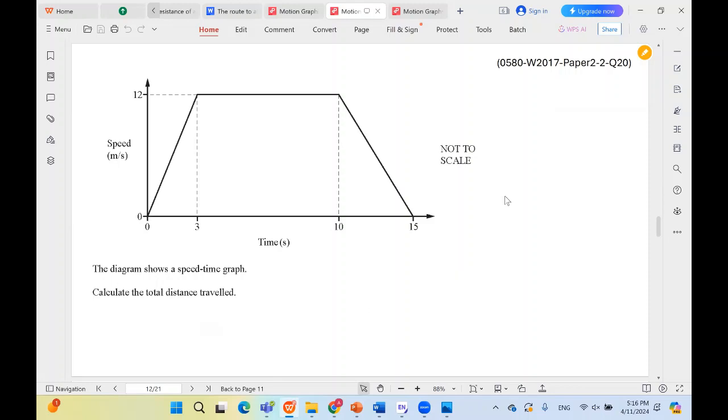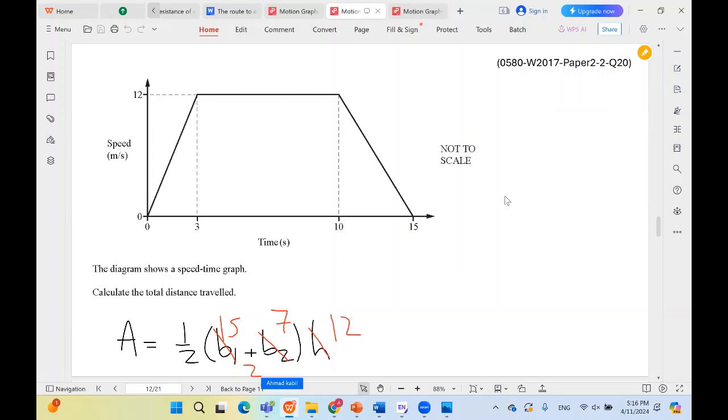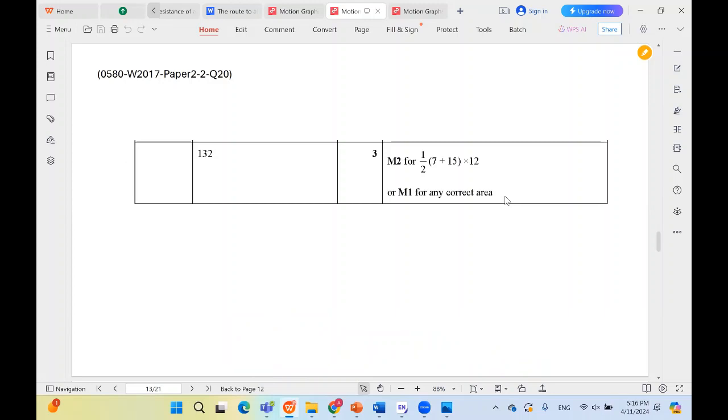The diagram shows a speed time graph. Calculate the total distance traveled. Again, this is the same concept. Distance is area, we said. So A equals half (B1 plus B2) times height. B1 is 15. B2 is 10 minus 3, which is 7. And the height is 12. 15 plus 7 is 22. So we have half times 22 times 12. And this gives us 132 meters. And this is the correct answer.